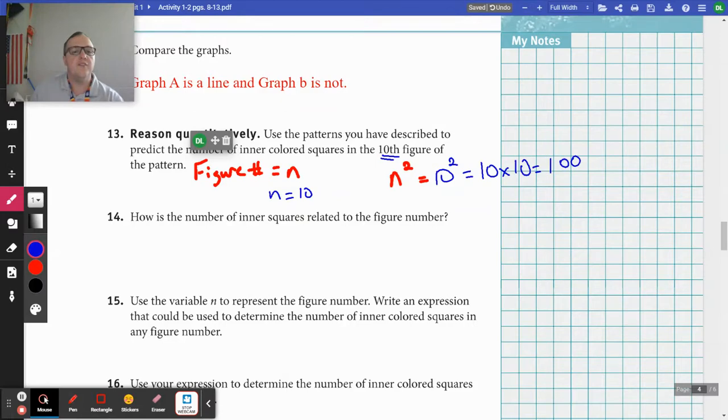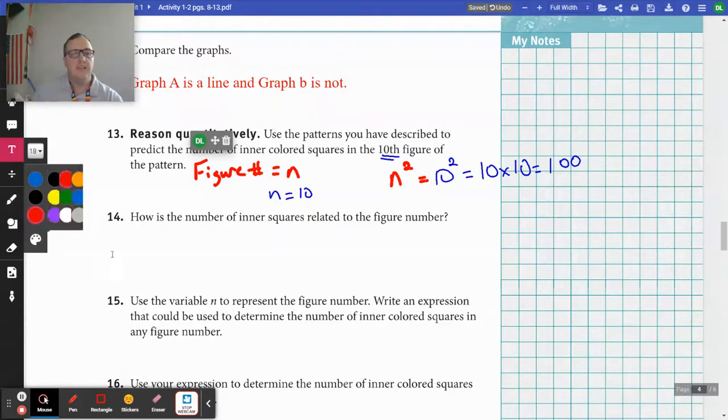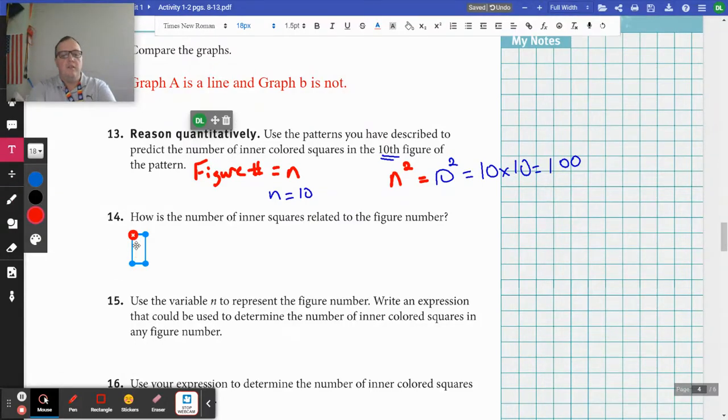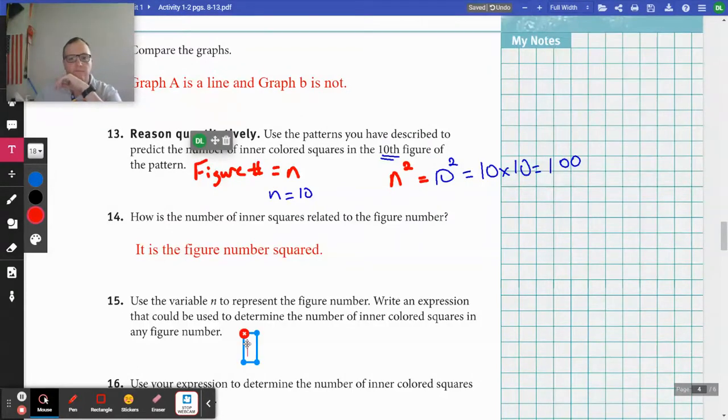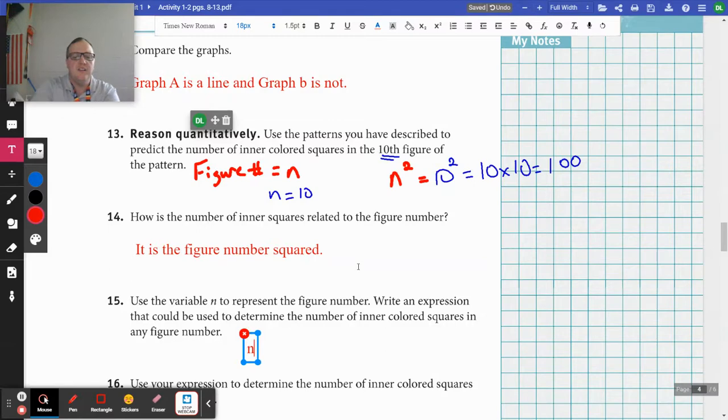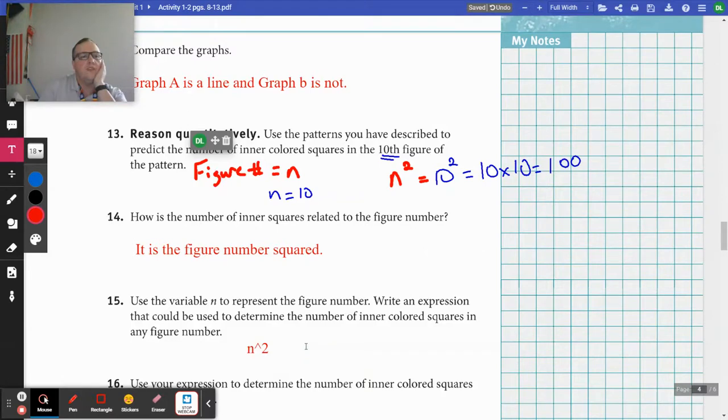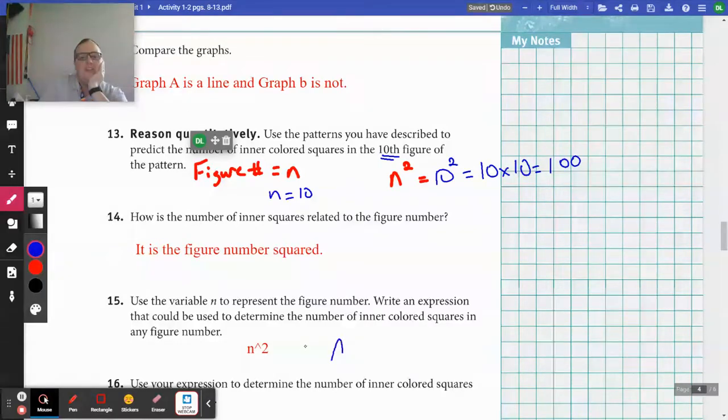How is the number of inner squares related to the figure number? That's just putting into words what we've been doing. It is the figure number squared. We're just putting into play what we've been saying. Use the variable n to represent. Well, we've already done that, right? That's going to be n squared. It would look like that if you write it.